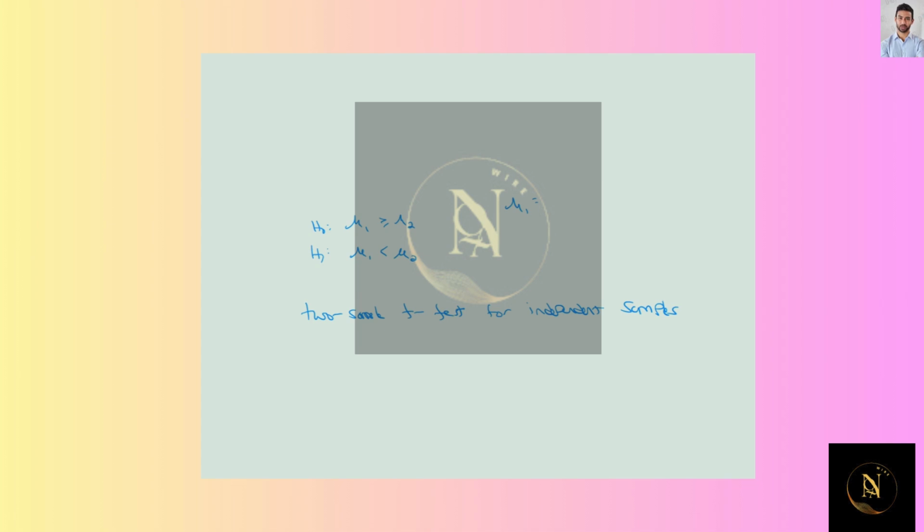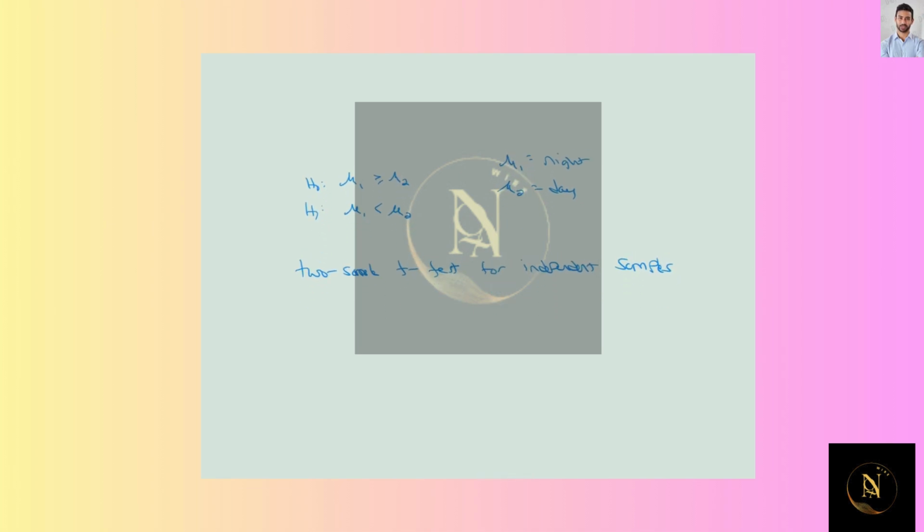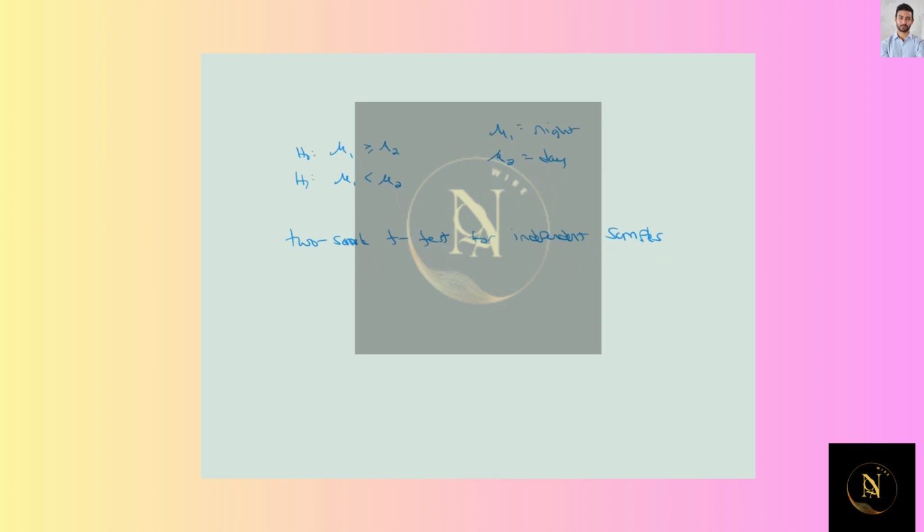I'm going to identify mu1 as night students, and mu2 as day students. And so maybe the claim would be, you're going to have to navigate with those drop-down menus to make that accordingly. Again, this would be a two-sample t-test for independent samples.